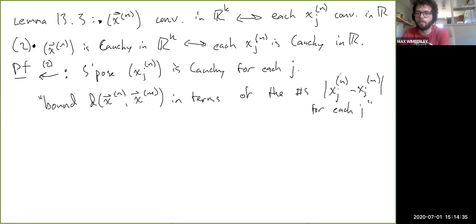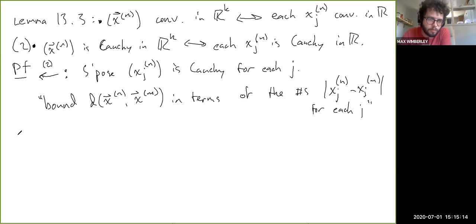What we have control over is these quantities for each j, because we're assuming that these sequences are Cauchy. We can make these small by forcing n and m to be big enough, and we can do that for every j. So we want to look at the relationship between these two and say there's some expression involving these numbers which is actually bigger than this one, and that way by making this expression small, we'll end up making this one small, which is our goal. So here's the relationship.